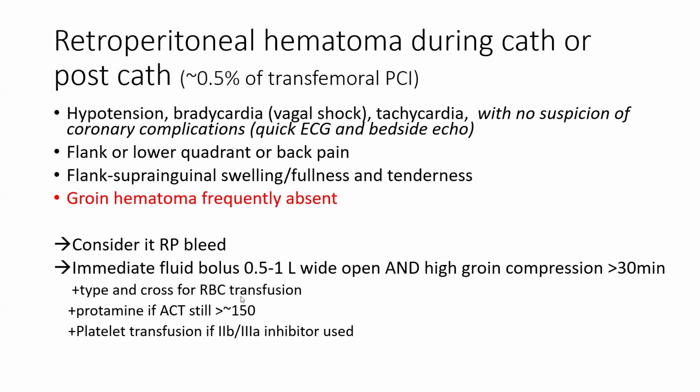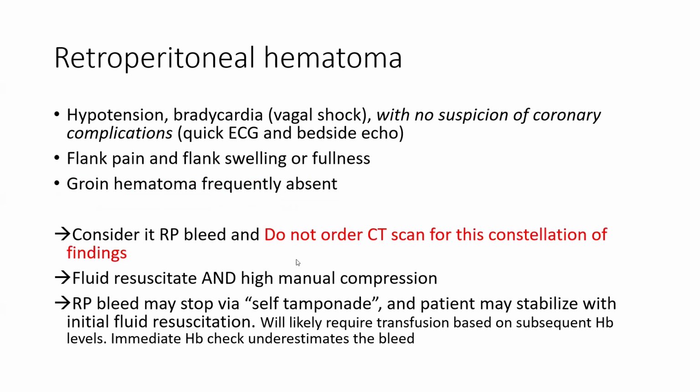You type and cross for red blood cell transfusion. Remember, your hemoglobin is not going to drop immediately. You're expecting you will need a blood transfusion. You give protamine if your ACT is still over 150, if you can, and you give platelet transfusion, or at least consider it if a 2B3A inhibitor is currently used or has been used in the last hour. So that's what you do immediately to stabilize the patient. Fluid resuscitation, manual compression. Do not order CT scan for this constellation of findings.